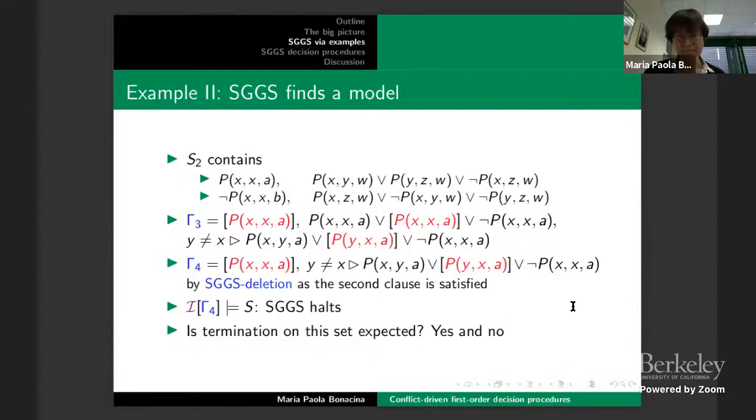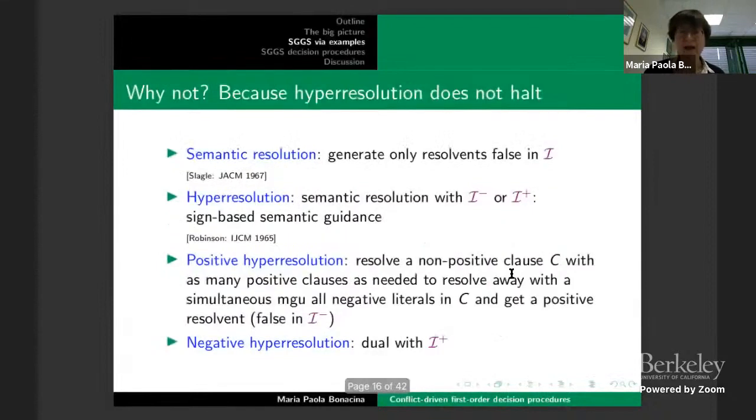Now, is termination on this set expected? Because SDGs terminated and found the model, but we could ask, was it expected that it terminates? Is this something perhaps special or trivial? Yes and no. Why? Well, hyper-resolution, which is a semantic resolution with sign-based semantic guidance, does not halt on this set. So it is not so obvious that a method with sign-based semantic guidance would halt on this set.